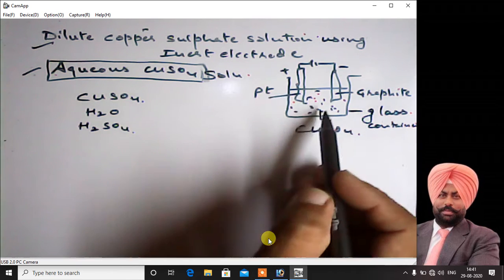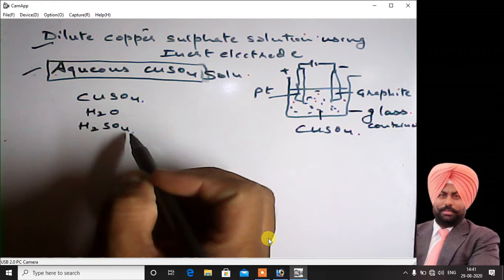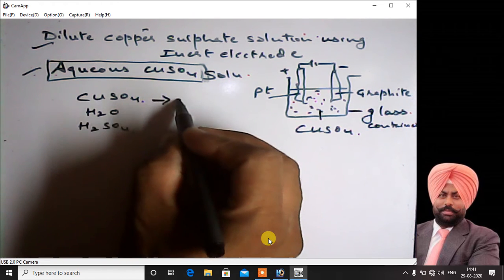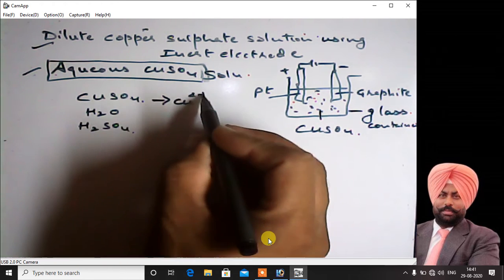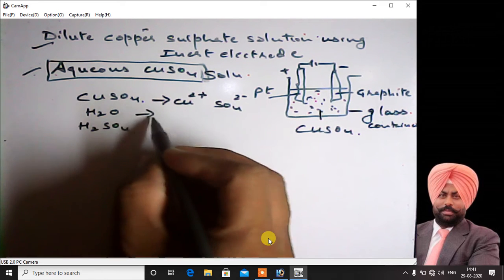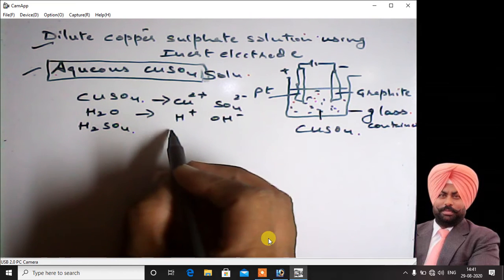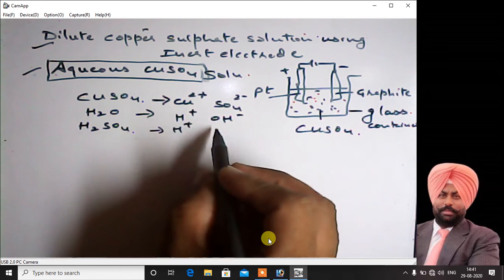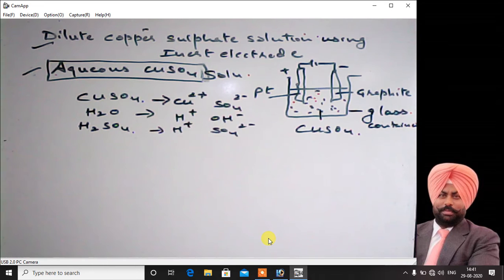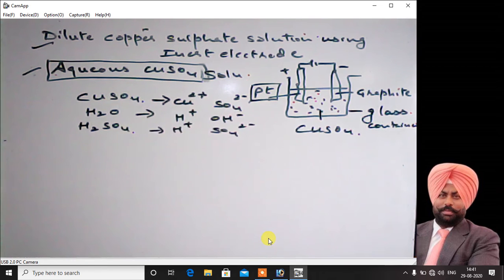Whenever electricity is passed through the solution, the dissociation of these compounds will take place. And we know that copper sulfate will dissociate into copper 2 positive ion and sulfate 2 negative ion. Water will dissociate into H positive ion and OH negative ion. Sulfuric acid will dissociate into H positive ion and sulfate negative ion. Here, the important thing is that we are using the anode of platinum, which means it is an inert electrode.